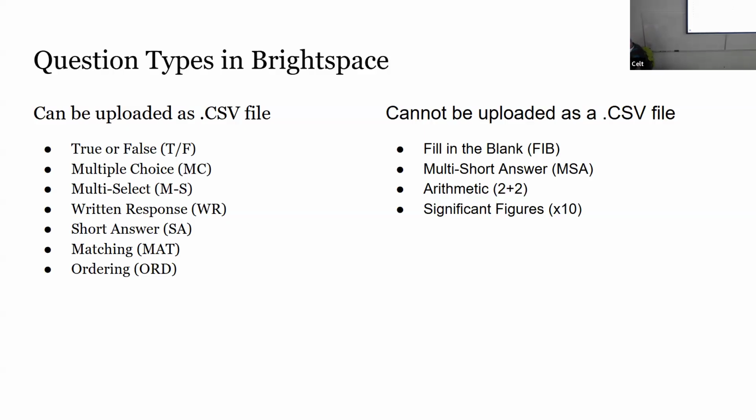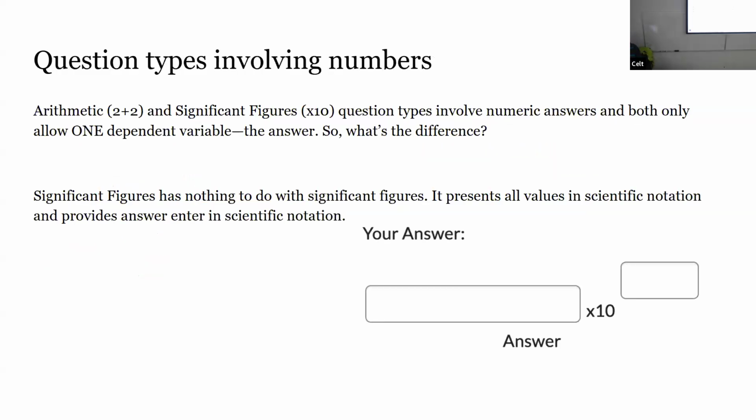As we transitioned to Brightspace, what we were told was you cannot upload questions in the fill in the blank format, multiple short answer, arithmetic, or numerical response, and significant figures, which is also another form of numerical response. In chemistry, we do a lot with math, and we were like, this doesn't work. We had tens of thousands of questions from Blackboard that we wanted to get to Brightspace. So a few summers ago, we started playing, and lo and behold, we figured it out.